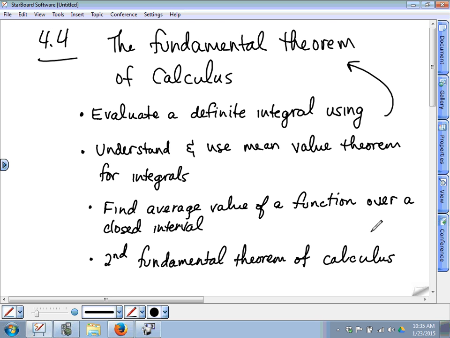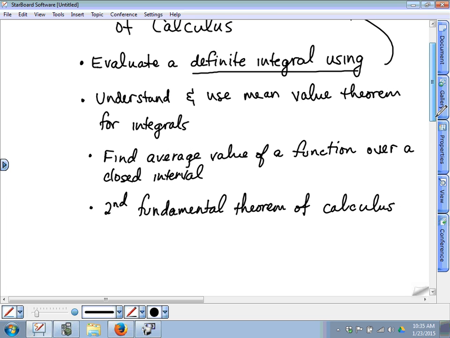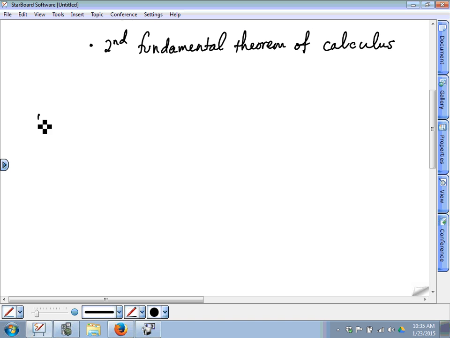So let's talk about this idea right here. We first need to introduce a definite integral. Okay. What is a definite integral?